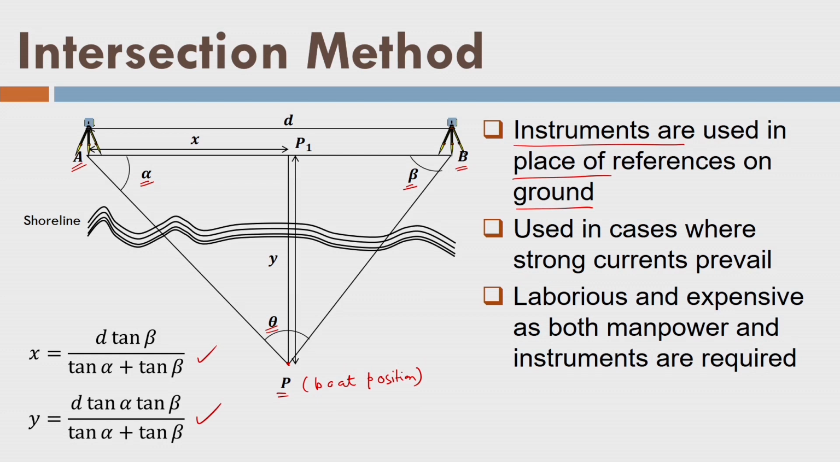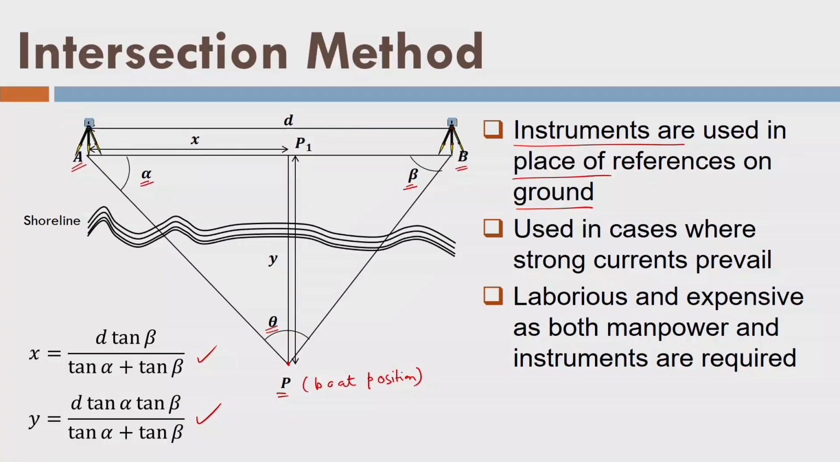Even if there is a strong current, in that case what will happen? The boat will maintain a certain position for a few seconds or few minutes. During that time, the surveyor who is in the boat will raise the flag, and using that flag position we will be measuring the angles alpha and beta. The instruments at points A and B will be targeting that reference flag which is raised by the surveyor in the boat. So, it is very laborious and expensive, but at the same time it is very accurate also. So, when the demand for accuracy is very high, or the wind currents are very high, or the water currents are very high, in that case we should use this intersection method.